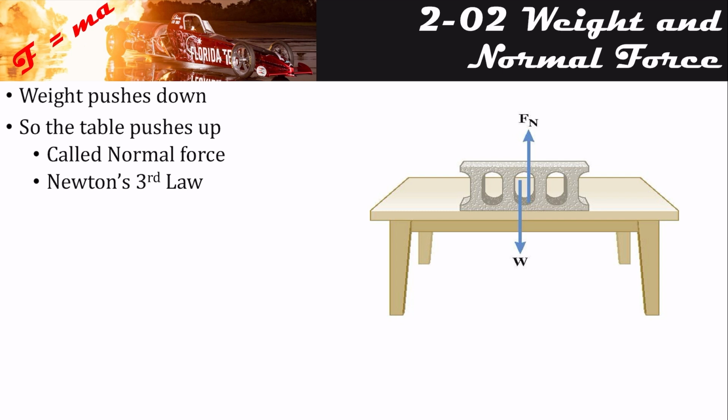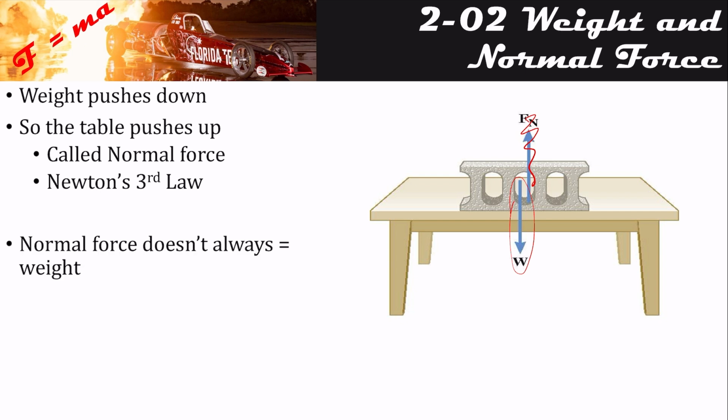Because if the normal force wasn't there, the only force would be the weight, and so F equals ma, it would accelerate downwards. Be careful, normal force won't always equal the weight though. You'll have to draw a free body diagram, add up the forces, and say F equals ma.